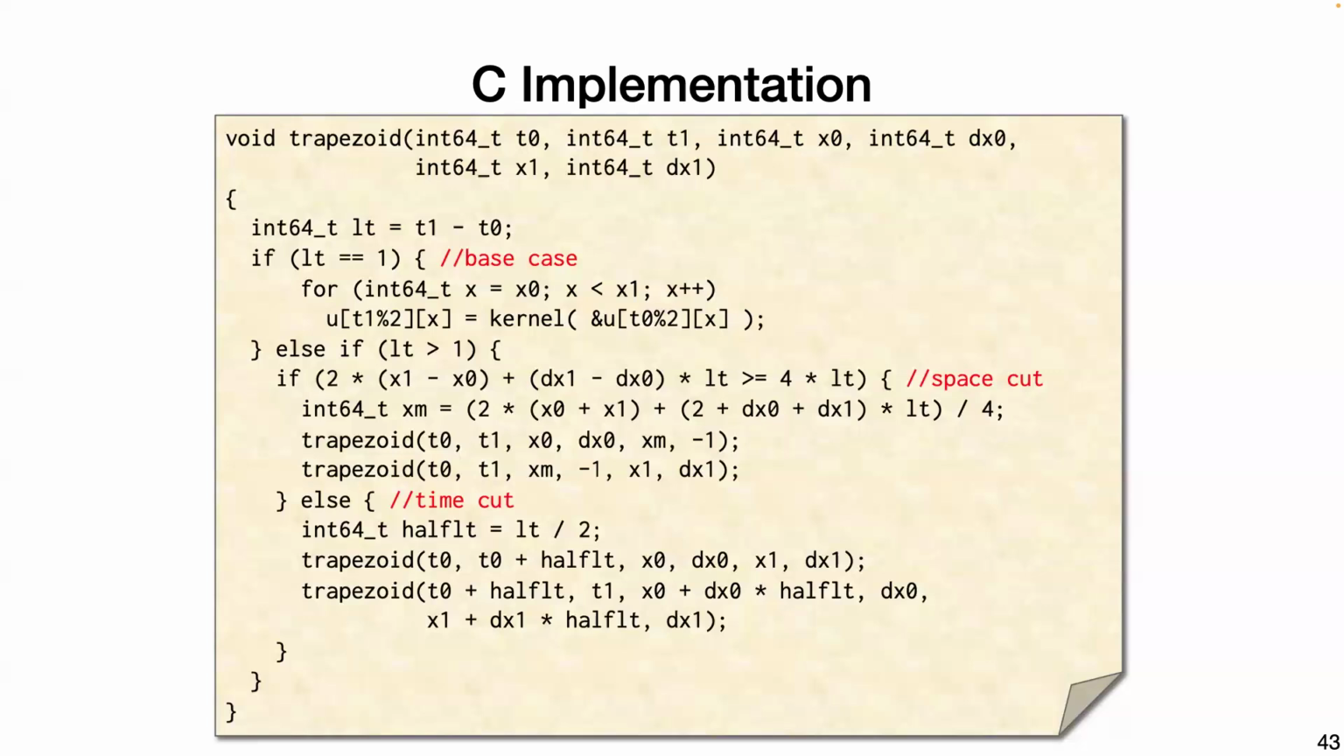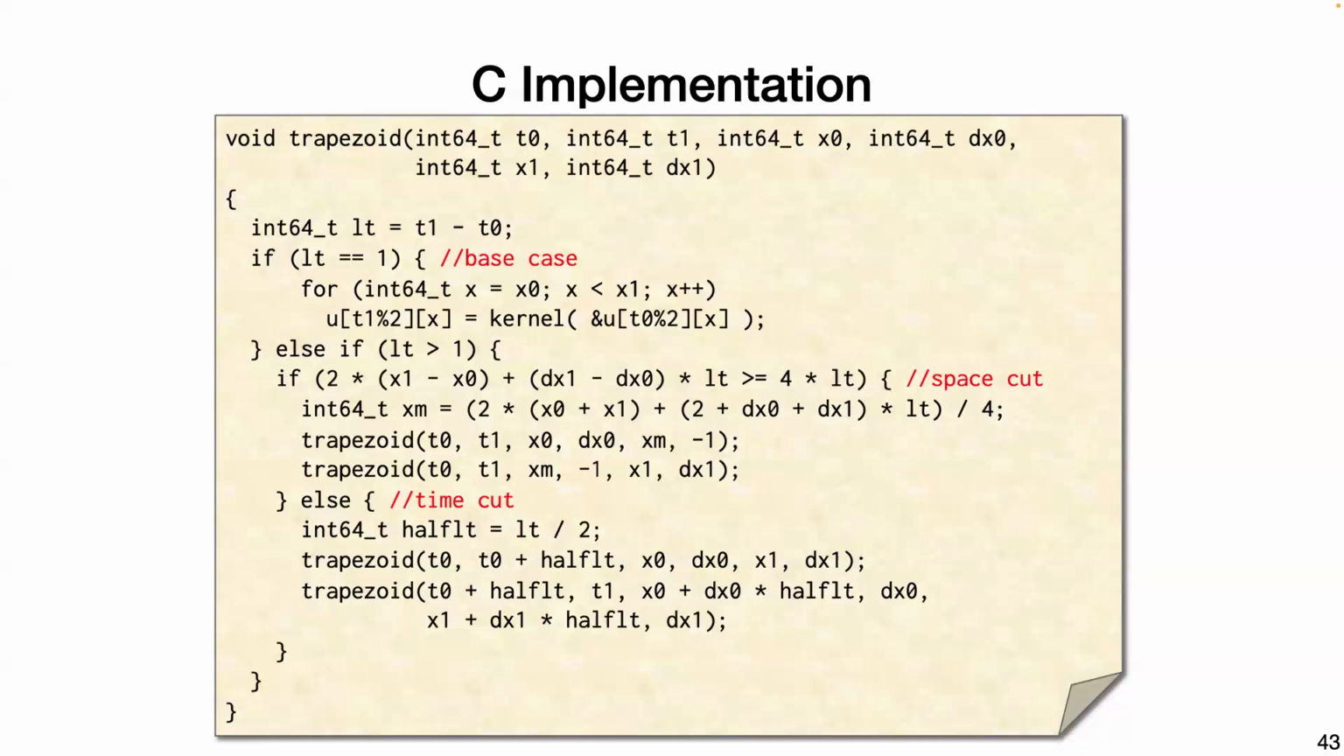And then the time cut is easier. You just cut the height in half, and these parts are unchanged. You set the height now. This used to be t1, it's t0 plus half. x0 and the rest are all unchanged from the initial call. Now the second one, the top one, starts at bottom plus half, with the initial height.